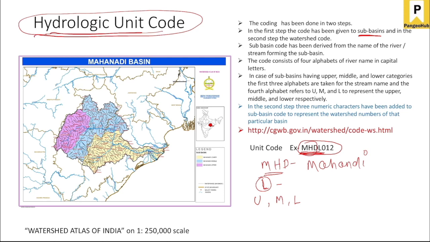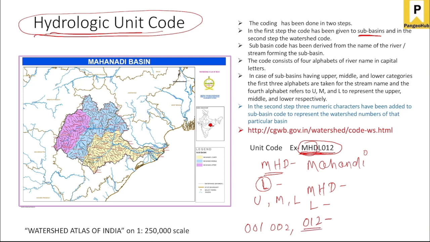Then the last numeric 3 digits, like 0, 1, 2, define the particular stream number. So here MHD is the river name, L is the lower course, and 0, 1, 2 is the particular stream number. It may be classified as 001, 002, 003 and so on. So 012 is the particular stream number.